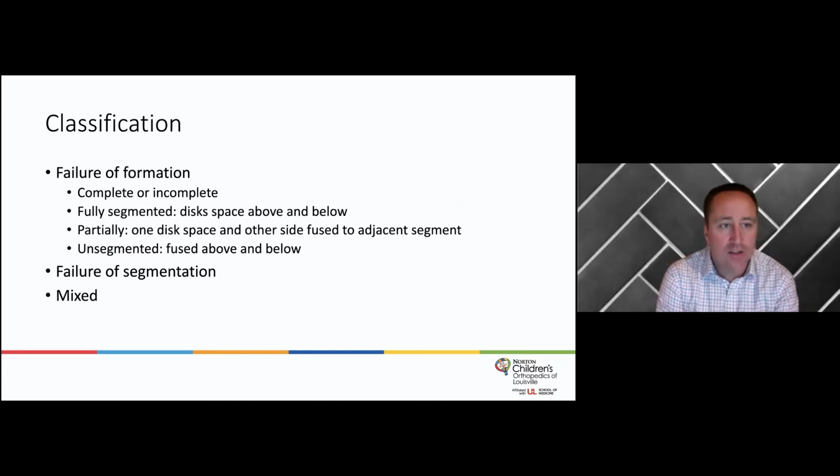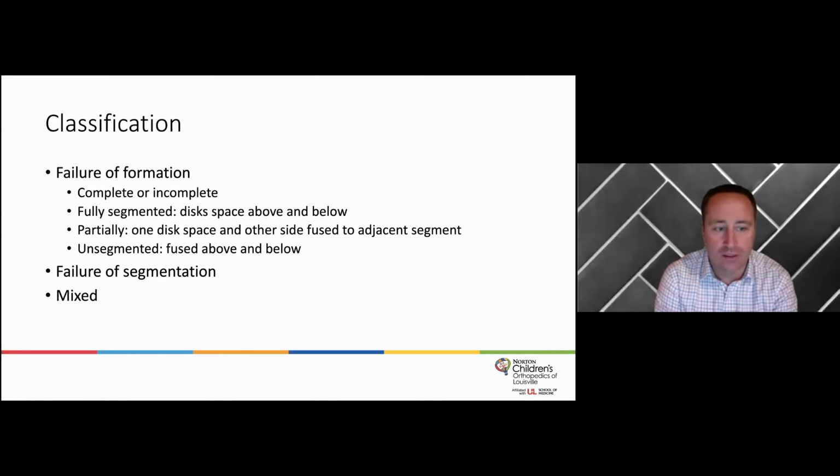The classification is really broken up into two different classes, and then those two can also be mixed. But the first is failure of formation. It can be complete or incomplete. It can be fully segmented, which means you can have a disc space above and below. If it's partially segmented, you'll have one normal disc space either above or below, and one disc space that's not normal, so it's probably going to be fused above or below. And then unsegmented is where it's going to be fused above and below. And we'll show you a picture of that shortly as well.